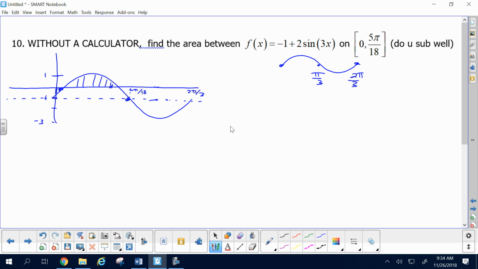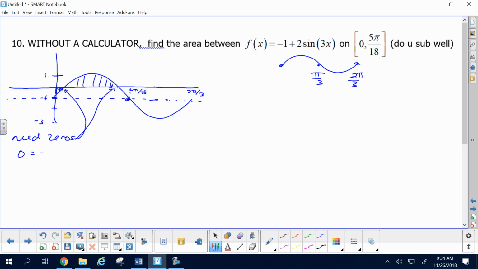But to know where the region starts and stops, I need the zeros, because those will be where I switch off from negated F to normal. You with me? So I need those dividing points. How do I find them? Set f of x equal to 0.